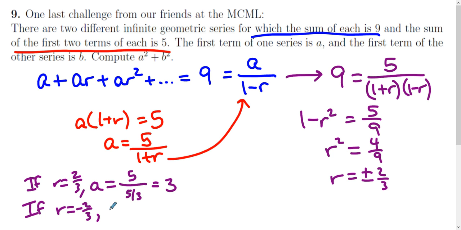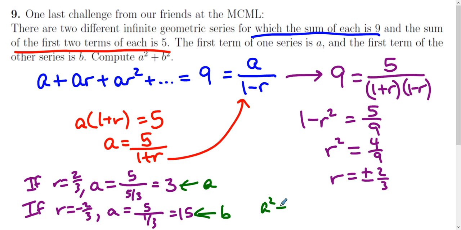If r is negative 2/3, then a is 5 over 1 plus r. Right? So this is the thing that we're going to call A. This is the thing that we're going to call B, because it's the other a. And so the answer to the question is that A squared plus B squared is 9 plus 225.